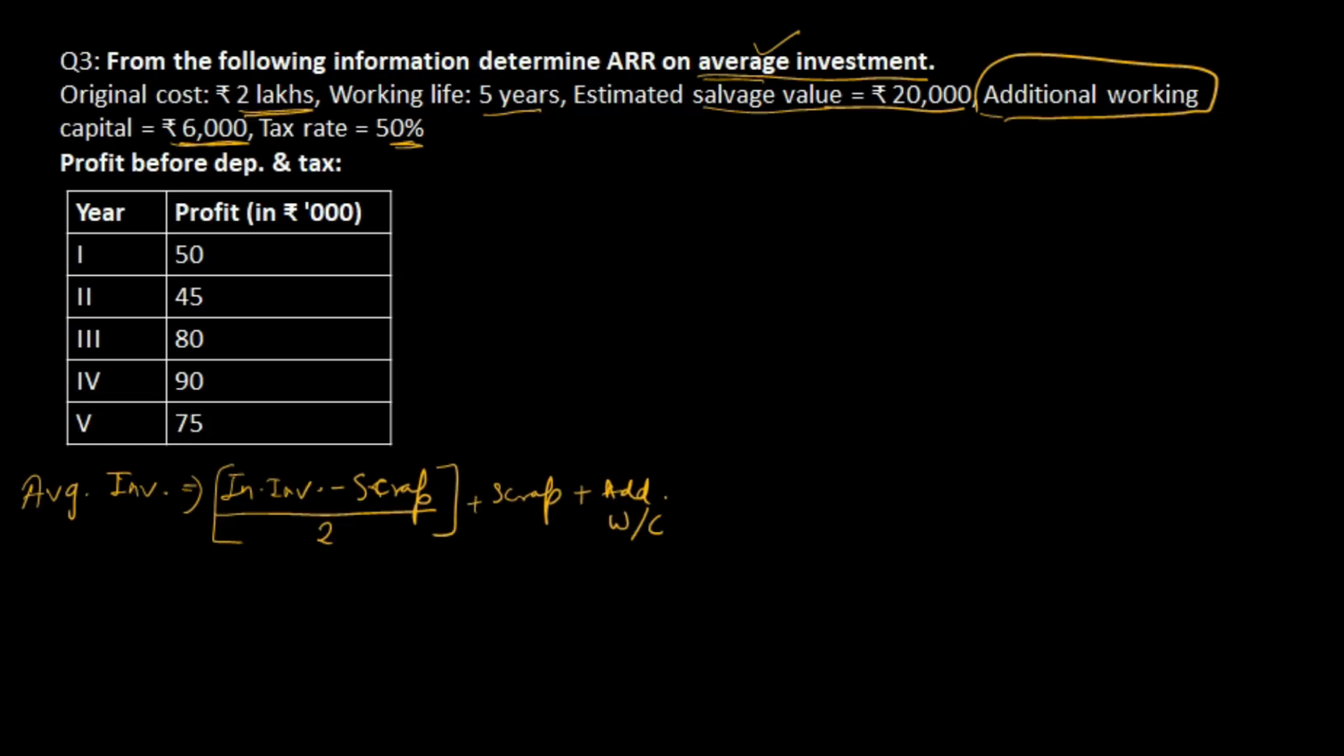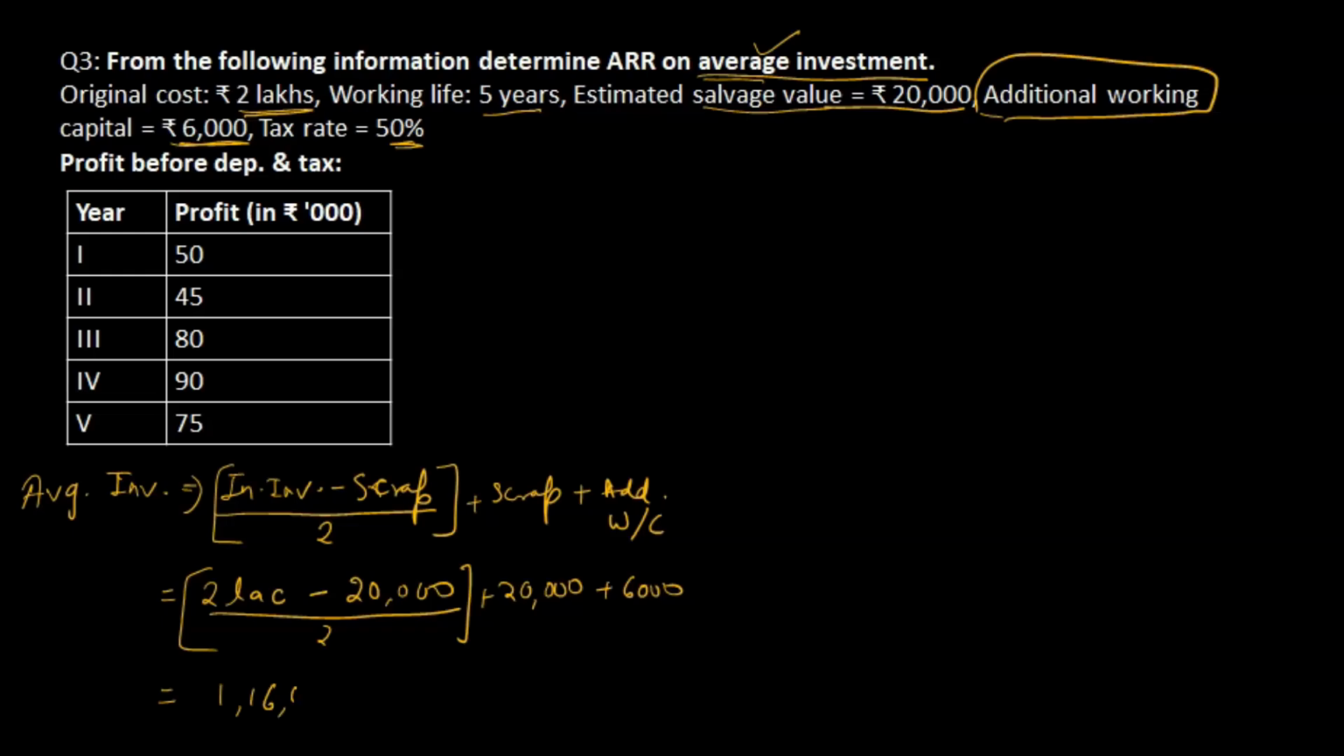and then in this add scrap value and then add additional working capital. So here initial investment is 2 lakh, scrap value, salvage value, is 20,000, and then divided by 2, and again add scrap, that is 20,000, and then additional net working capital is 6,000. So you solve all this, and you will get 1,16,000 as average investment. Okay, I hope it is clear. So our denominator we got.